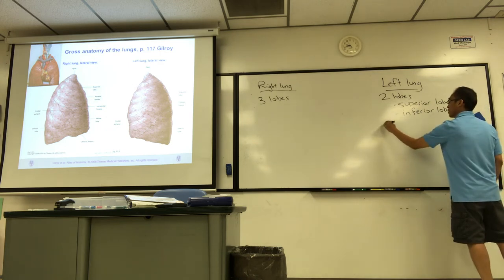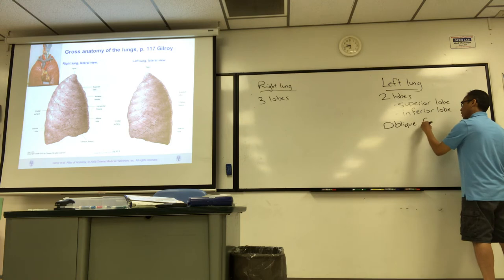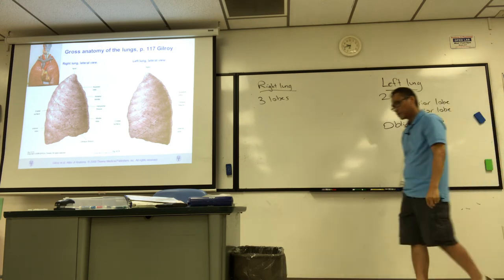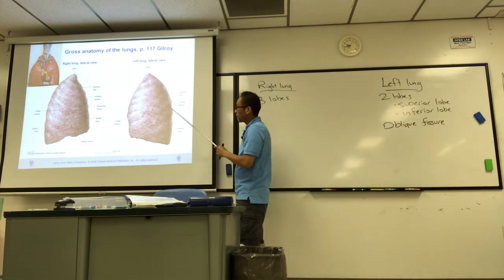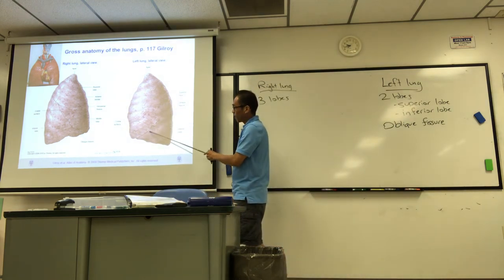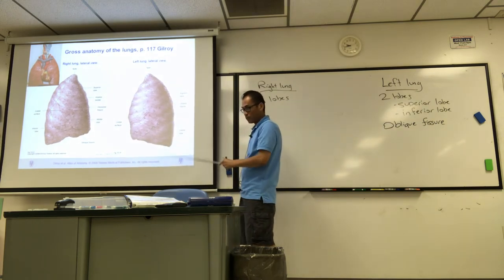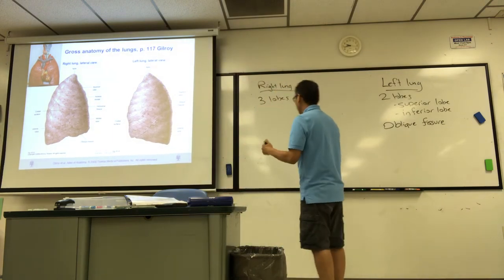So note, oblique fissure. So let's look at the picture. The oblique fissure describes its oblique angle and how it runs. So above the fissure, superior, and below the fissure, inferior lobes. And then for the right lung, we have superior, middle, and inferior lobes.